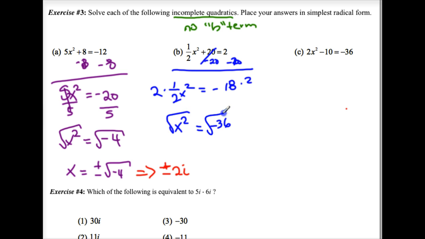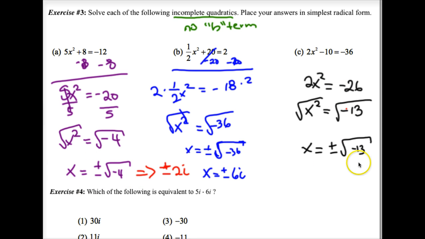Take the square root of both sides. I'm left with x is equal to plus or minus the square root of -36, which we know is the same thing as x is equal to plus or minus 6i. So let's just make this a little clearer. Why don't you go ahead and try C by yourself and tell me what you get?